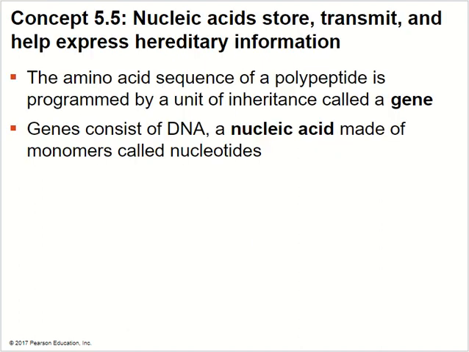The amino acid sequence of a polypeptide chain is programmed by a unit of inheritance called a gene. Genes are what tell the body how to make proteins, like in what order amino acids should be combined. Genes consist of DNA, a nucleic acid made of monomers called nucleotides.